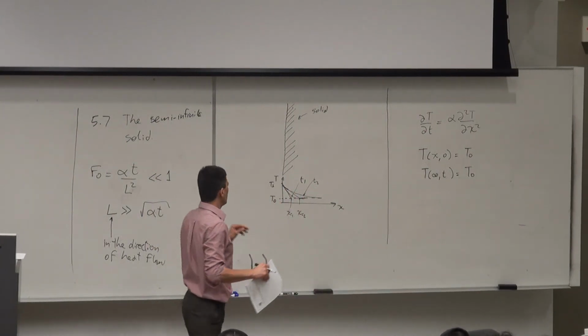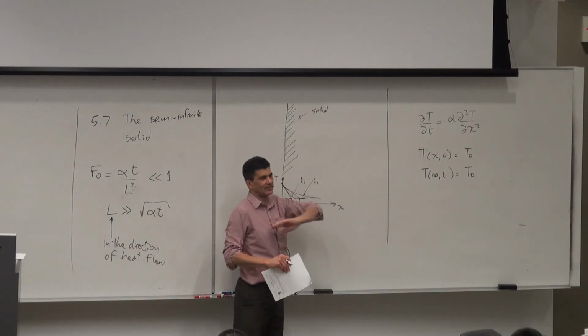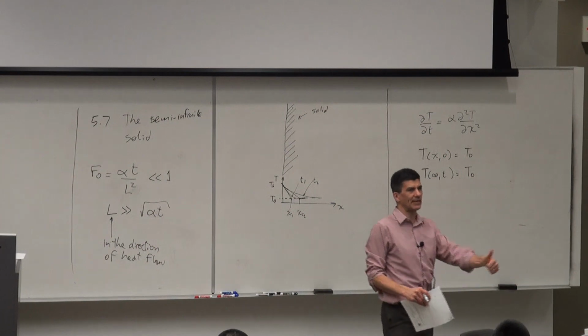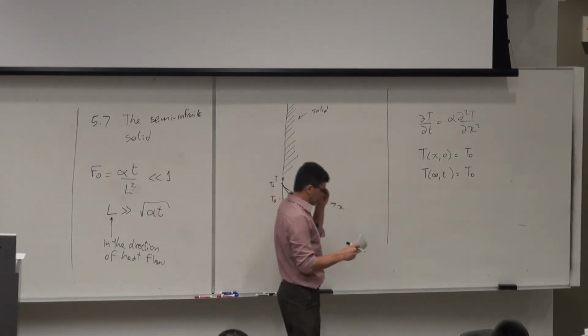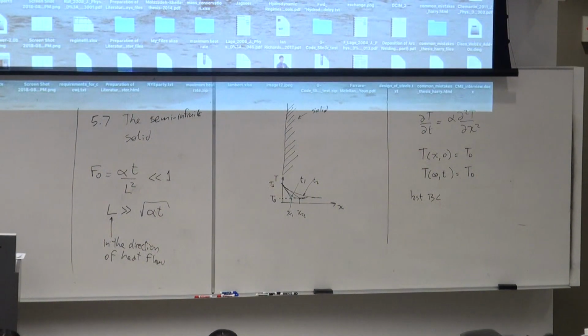So what are we saying? That initially things are at T naught, and also when we go deep enough, it's still T naught because it didn't know anything happened on the surface. Whether I heated it or cooled it, it just doesn't know. The last boundary condition is here.